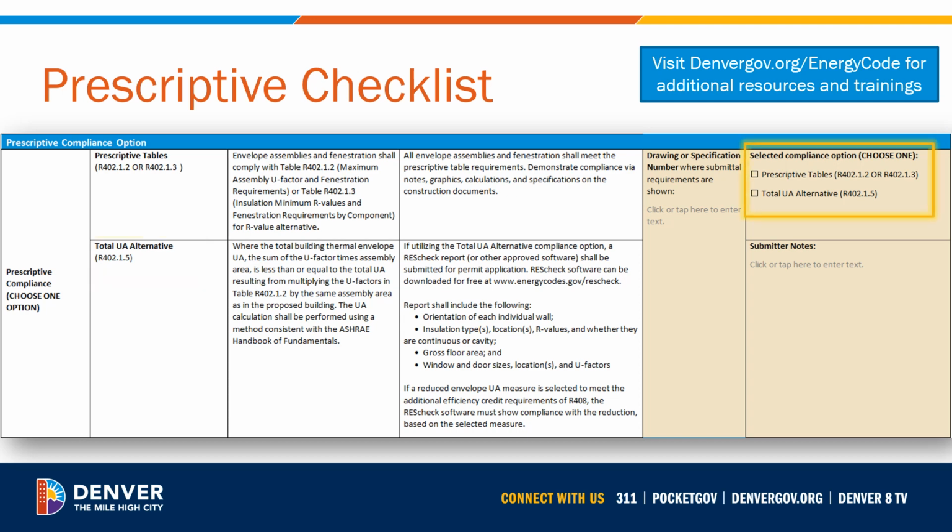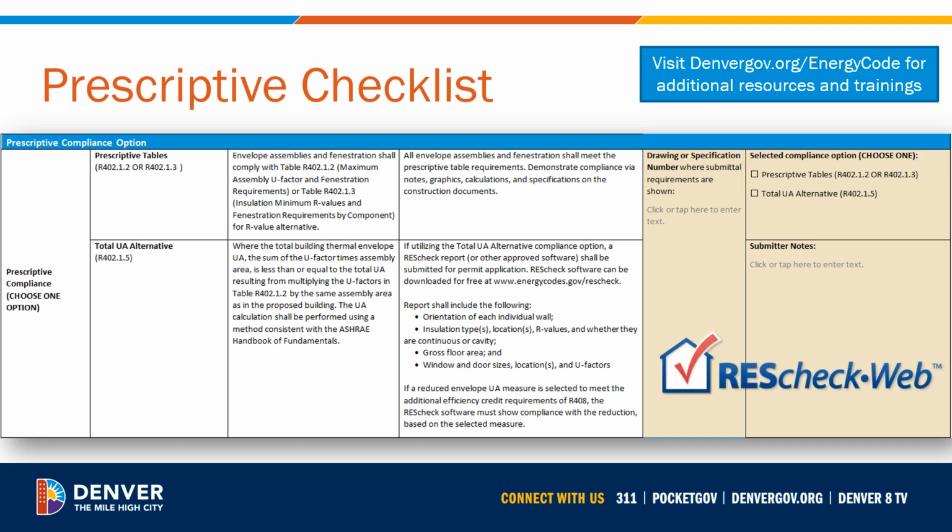When completing the checklist, select the appropriate checkbox to indicate if your building envelope design follows the prescriptive tables or total UA alternative. If you choose the total UA alternative option, note that you are required to submit a compliance report from ResCheck or another approved software.